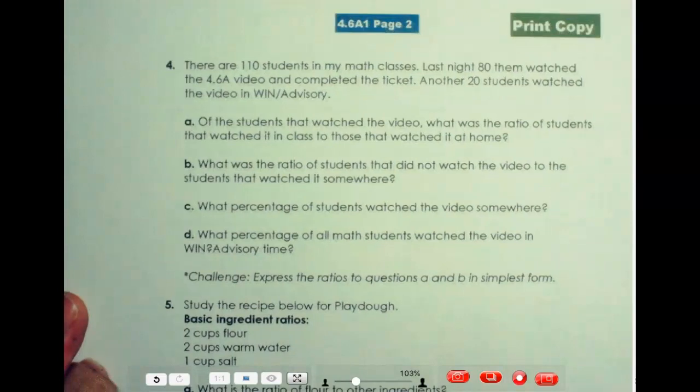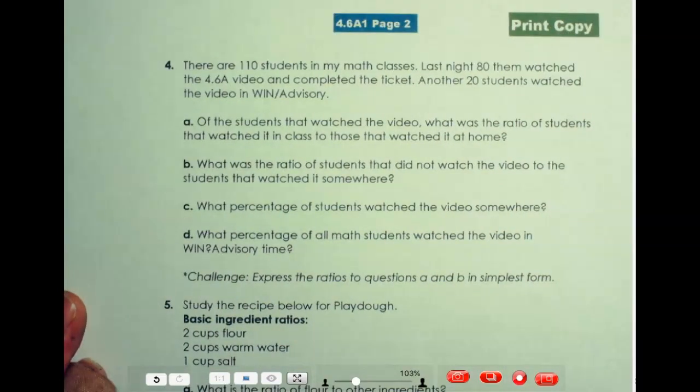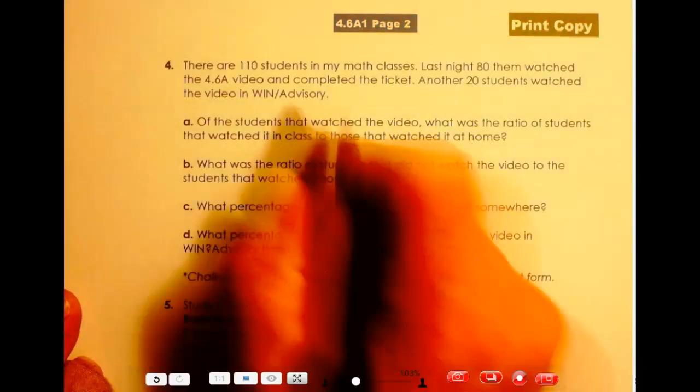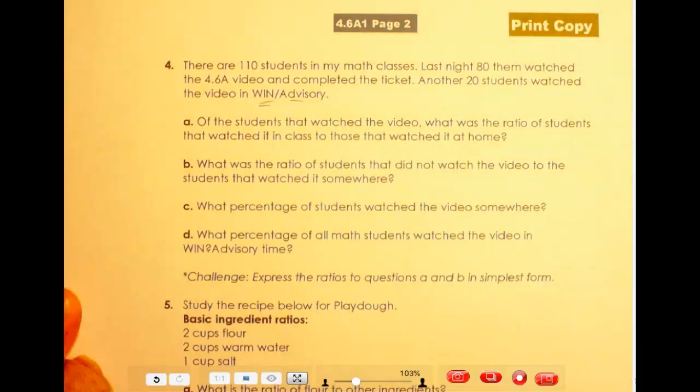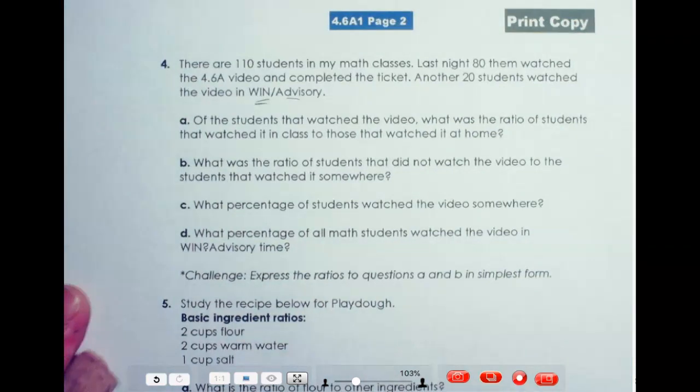There are 110 students in my math class. Last night, 80 of them watched 4.6a video and completed the ticket. Another 20 students watched the video in WIN or advisory. We used to call advisory WIN, so this is your time opposite lunch. Of the students that watched the video, what was the ratio of students that watched it in class to those that watched it at home?